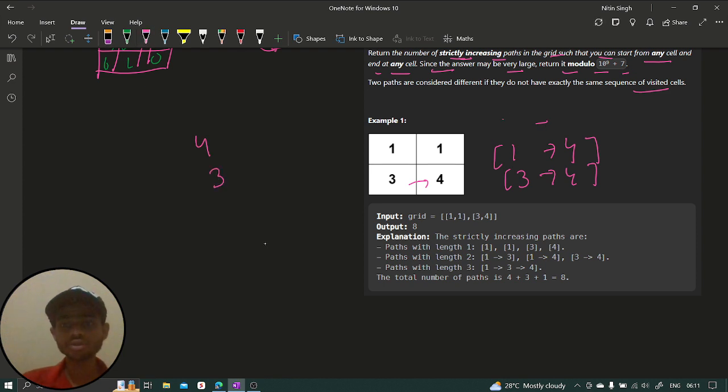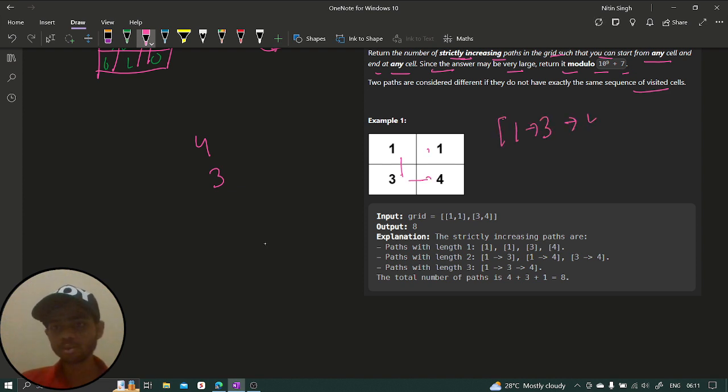Now let's see how many paths for length three. From one we can move to three. From three we can move to four, right? So there is also one path. That means from one we can move to three, from three we can move to four. So there is only one path with length three. So only one. So in total, if you sum up, you are going to get 8, right? So here's the answer also, you can see 8.